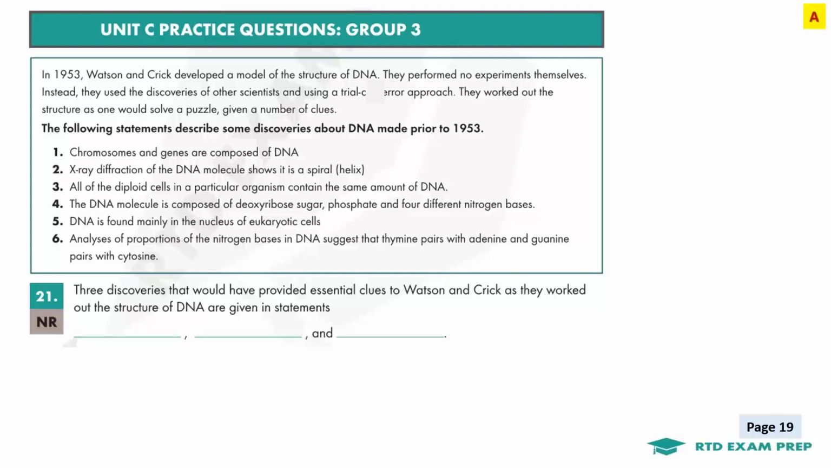As we begin question number 21, I know you've got the pattern, you pause me, you try them all, and then you listen to the key. Here we're looking at how did Watson and Crick develop the model and structure of DNA. Like it says, they performed no experiments themselves. They used a trial and error approach. They worked out the structure as one would solve a puzzle, given all the other experiments that they were reading from people around the world, and remembering Rosalind Franklin and her X-ray diffraction were critical.